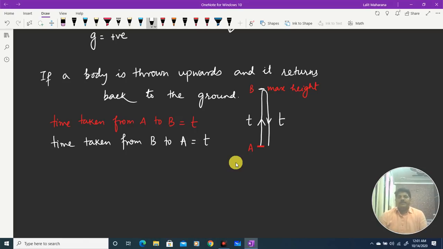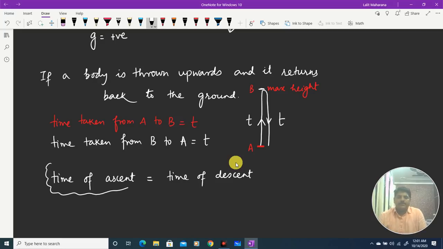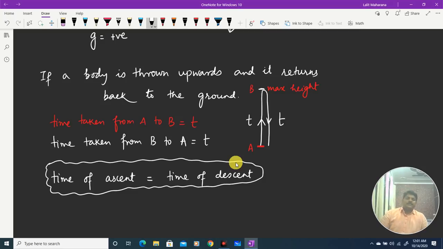So we have to remember a point here. Time of ascent would always be equal to the time of descent. So whatever time it takes to move up, it would be the same as the time taken by the body to reach the ground again.